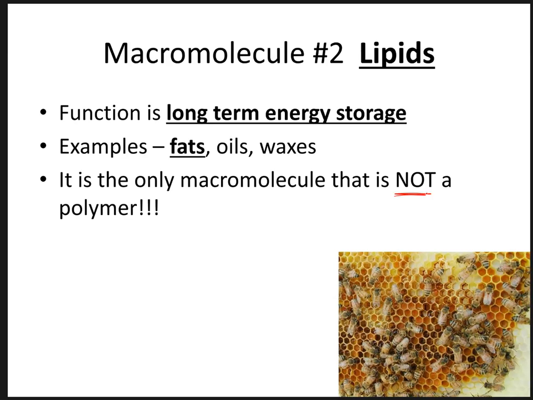So what does that mean? That means that it is not made of individual subunits linked together, that it is just one big giant molecule. So when we talk about the macromolecules, this is still a macromolecule, but it is not a polymer, okay? So it does not have individual subunits that are linked together to make that one big giant molecule.